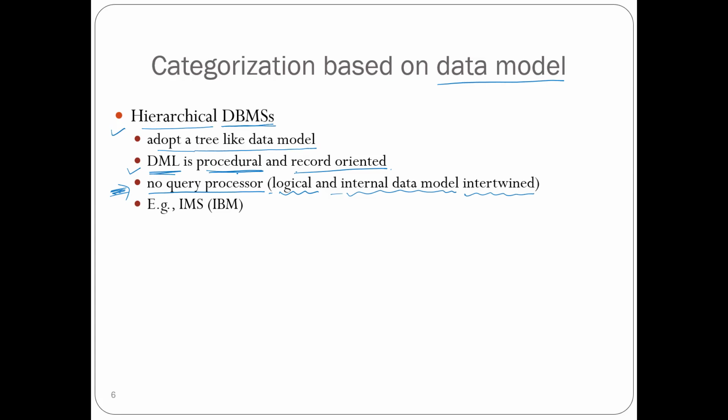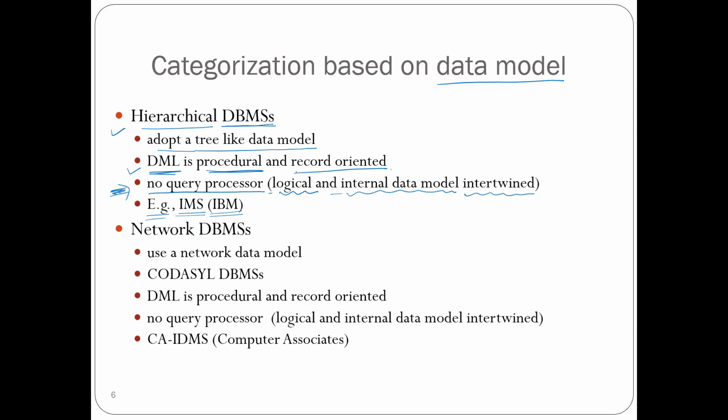First, the DML that we have here is procedural and record oriented, which adds to the inefficiency of the hierarchical DBMS. At the same time, it doesn't have any query processor because the logical and internal data models are intertwined. If you're curious to know about any DBMS which is hierarchical in nature, the answer is yes. The IMS system, by IBM, is a hierarchical DBMS. IMS stands for Information Management System.